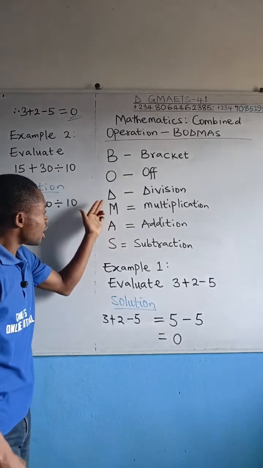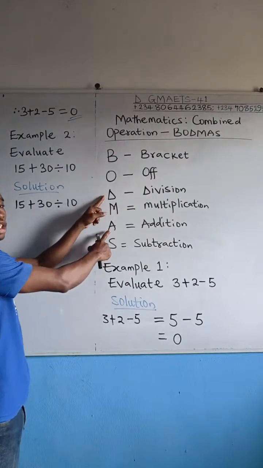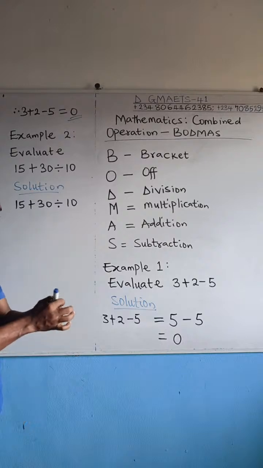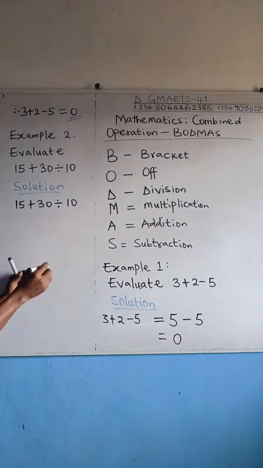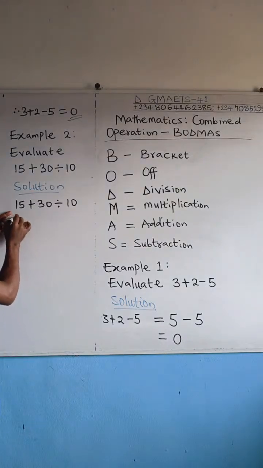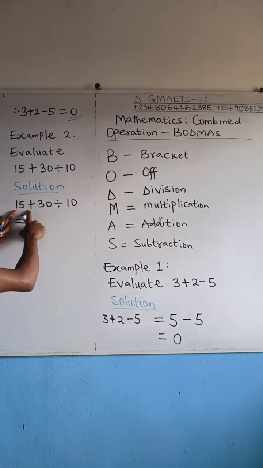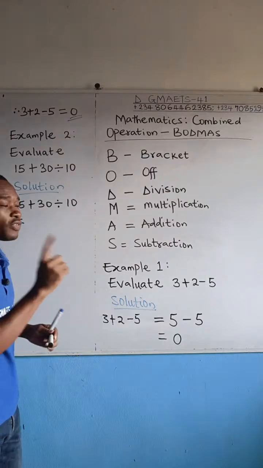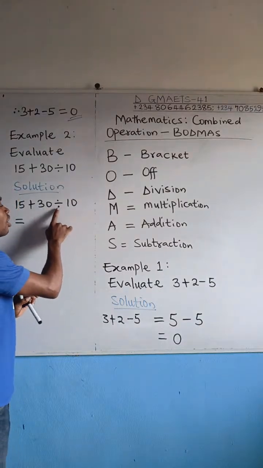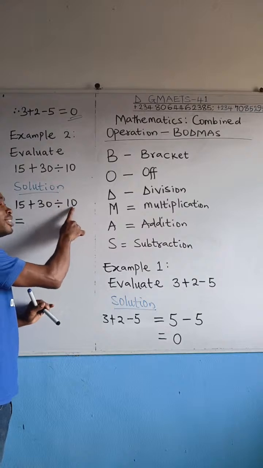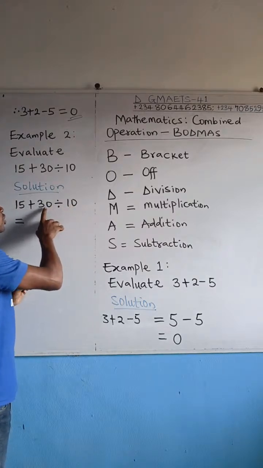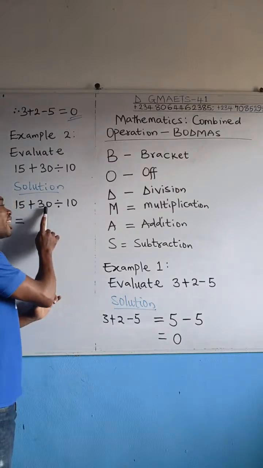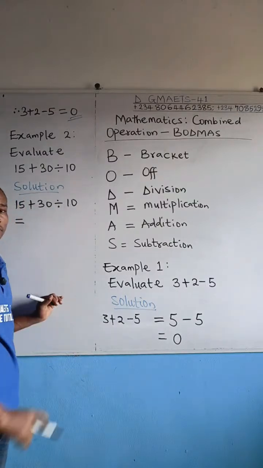Now, division comes before addition. Which means if I come to this, I will do the division part first before I do my addition. So under this, I'll write equal to this combined operation given to me. I will first of all do division part. Division is between 30 and 10. So the first thing you have to solve is 30 divided by 10.